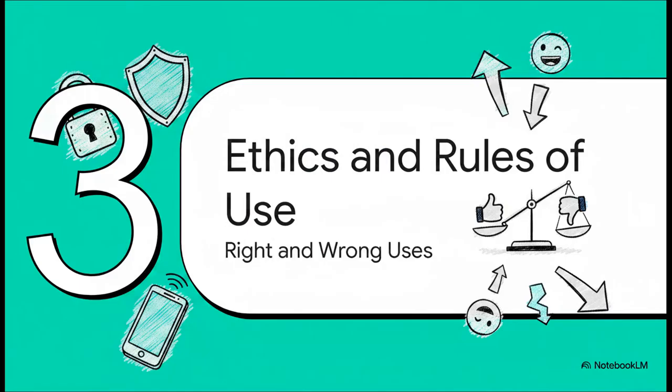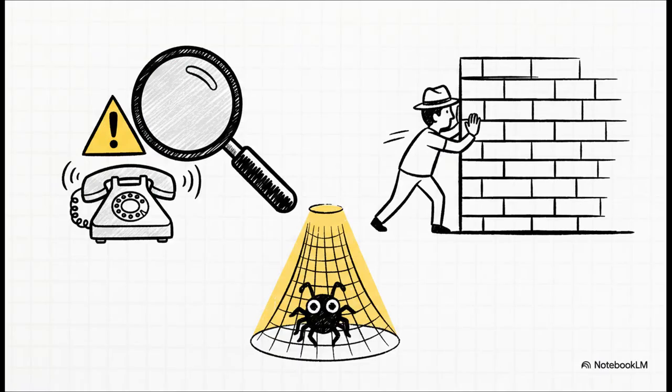Section 3, ethics and rules of use. Now, hearing all this, you might be thinking this tool is entirely illegal, but the tool itself is totally neutral. It heavily depends on who is using it and exactly why they're using it. In fact, cybersecurity professionals rely on tools like this every single day for completely legitimate reasons. Take investigations, for example. They might use it to check a phone number that's been calling people with a scam just to see if it's linked to any real social media accounts.